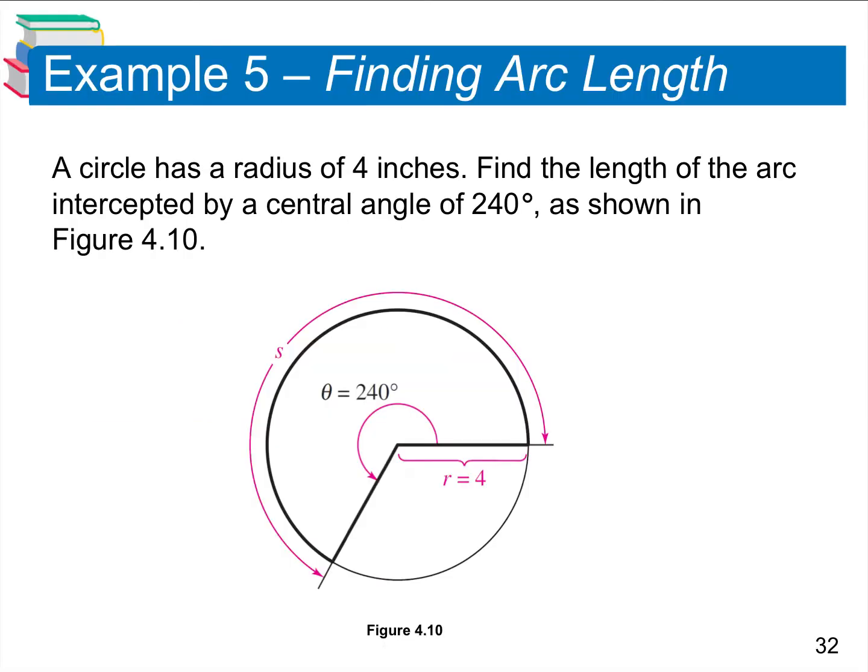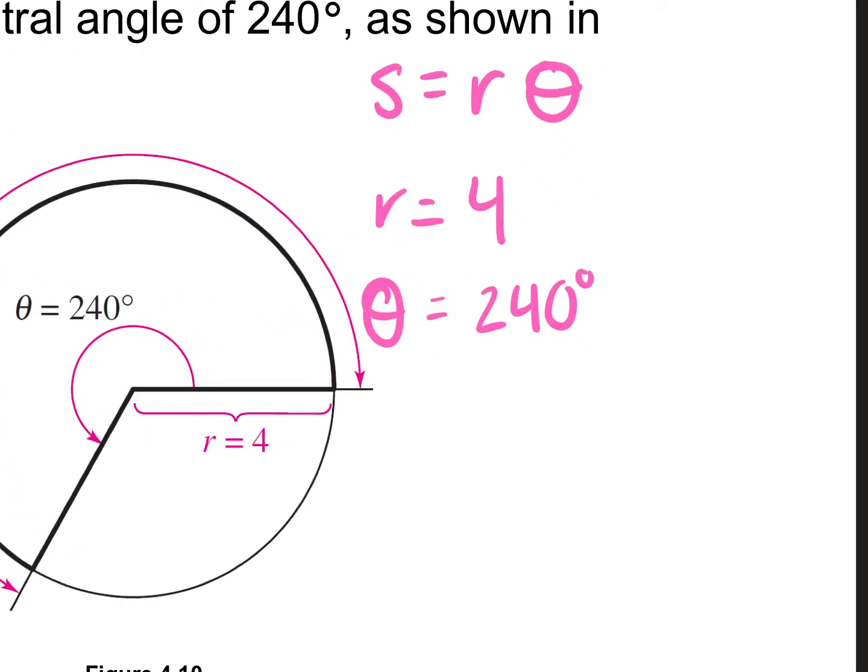So in example 5, we want to find the arc length. S is equal to R times theta. What's our R? Radius, which is 4. And then what's our theta? 240, but we said our theta has to be in radians, so we have to convert it. How do I convert 240 degrees to radians? Multiply by pi over 180.